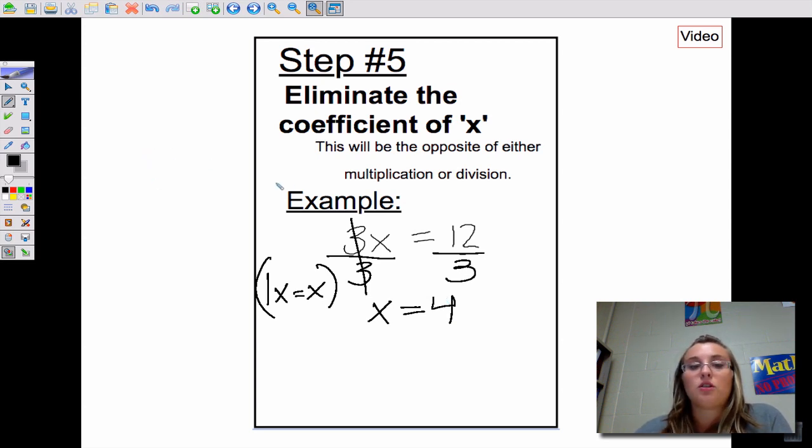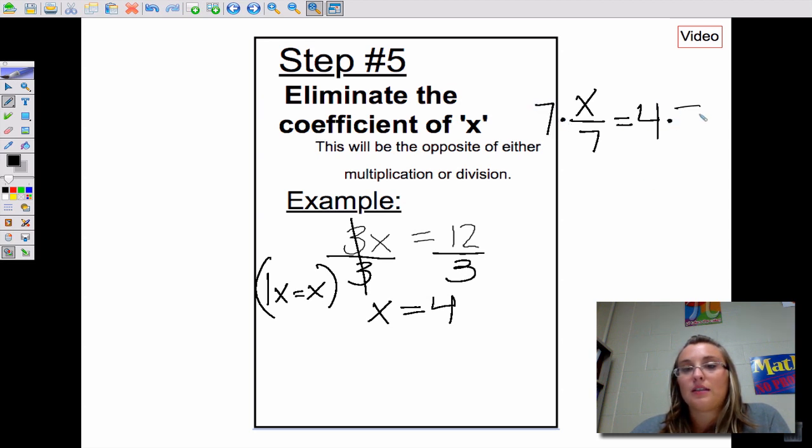Okay, I just want to show you one more example on this one where maybe it's a division type problem. So we might have something like this: x divided by 7 equals 4. Okay, so we're going to do the opposite. We're going to multiply both sides times 7, because then, once again, these will cancel out and we'll get that x equals 28. Okay? So that's what that would look like.